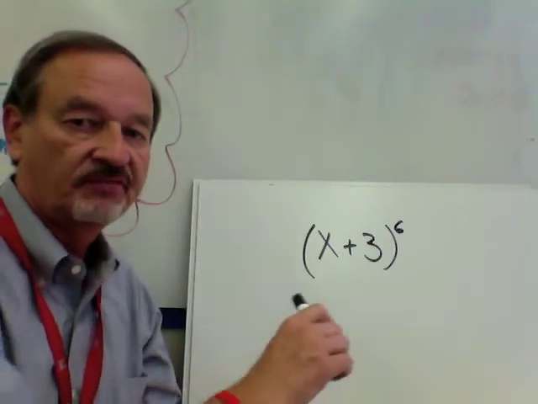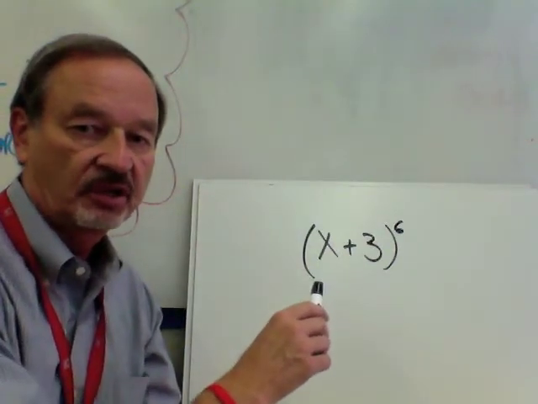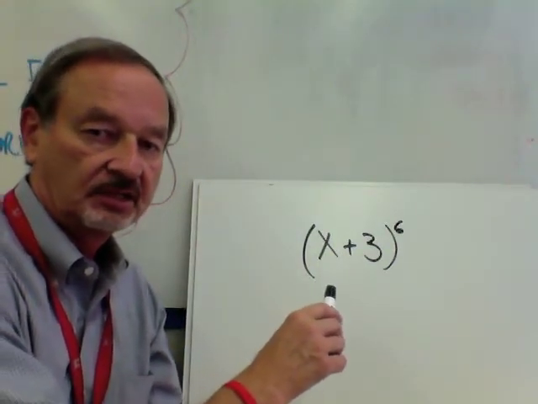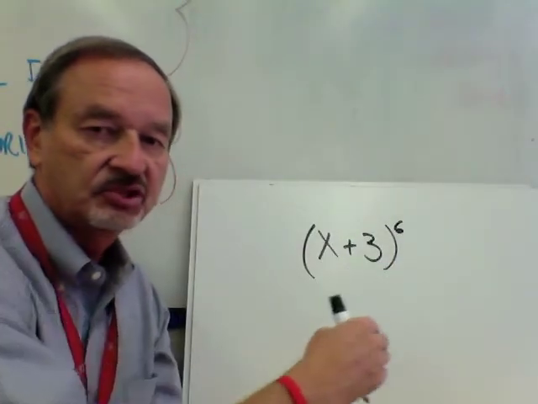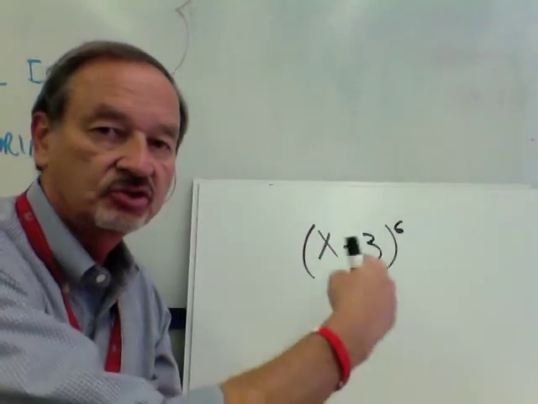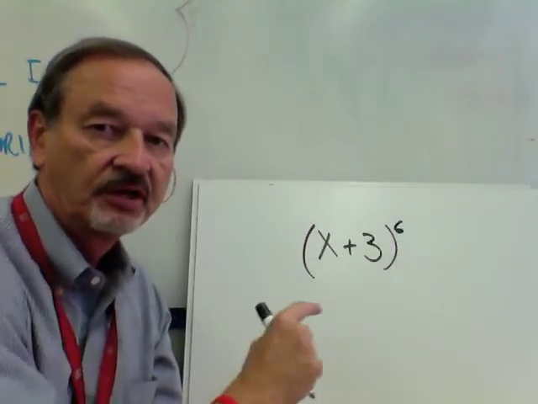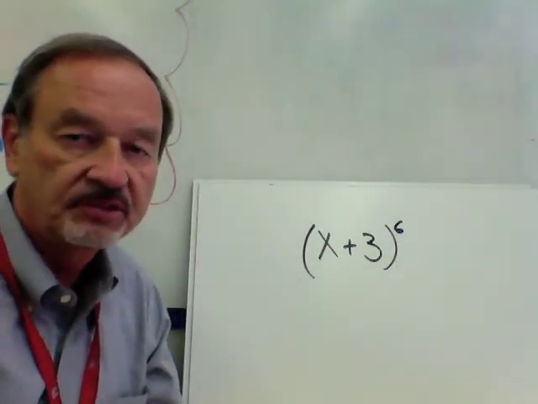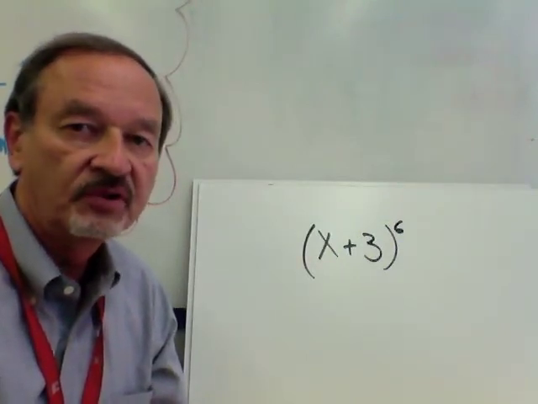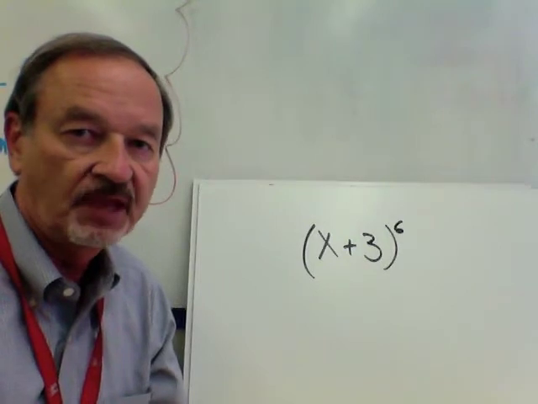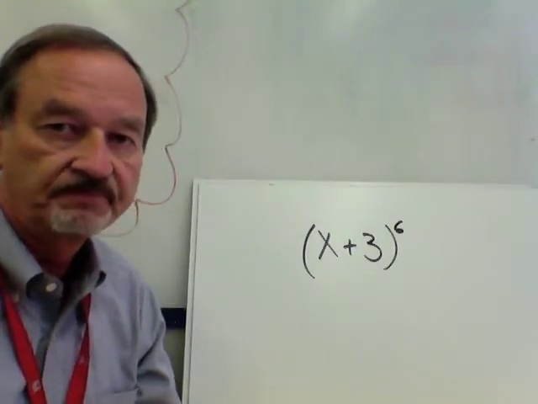And so to solve this problem without using Pascal's Triangle, we would need to take the term x plus 3, write it 6 times in a row, and then apply the distributive property over and over and over again until we've multiplied it 6 times. And I know that's something that you're capable of doing, but let's see if we can figure out a shortcut for doing it. And Pascal's Triangle is going to be the way.